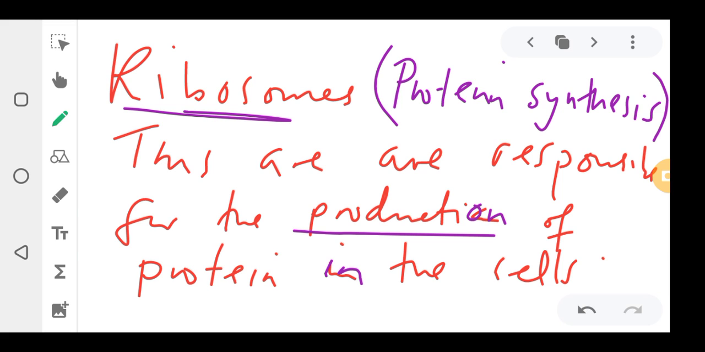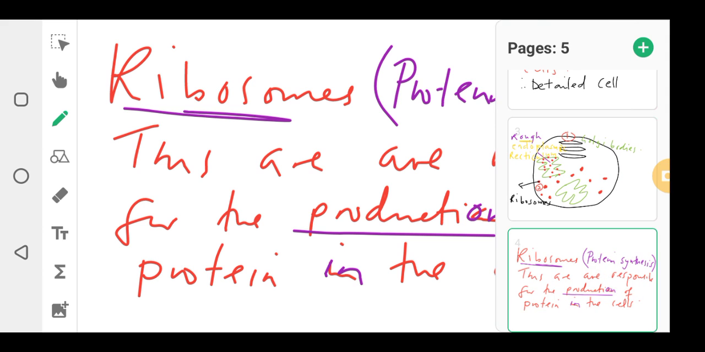Remember, I just wanted to clarify something. The ribosomes are used for protein synthesis, which means to produce proteins. But after they are produced, they're supposed to be transported. That's where the rough endoplasmic reticulum is used.